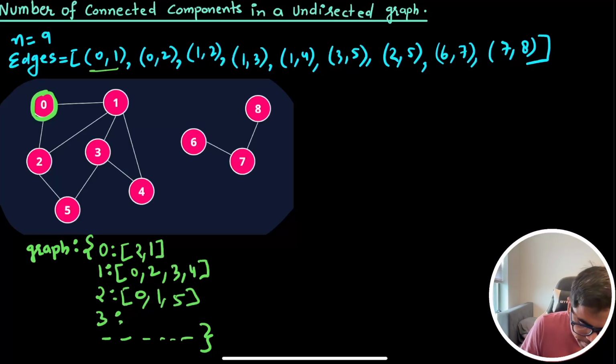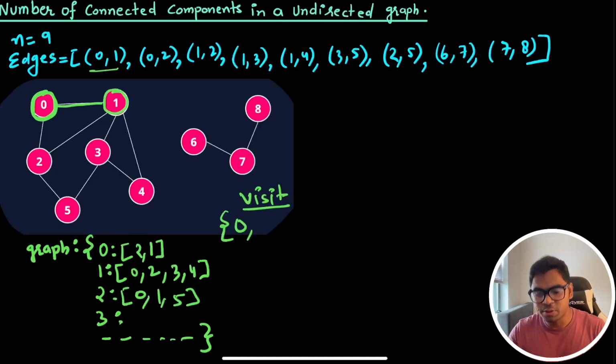So what we'll do, we'll mark this visited. I'll have a visit set right here. And then I'm going to start visiting. So 0, I'll mark 0 visited. Then I'm going to start exploring all its neighbors. And you know what? I'll write pseudocode as we go along.